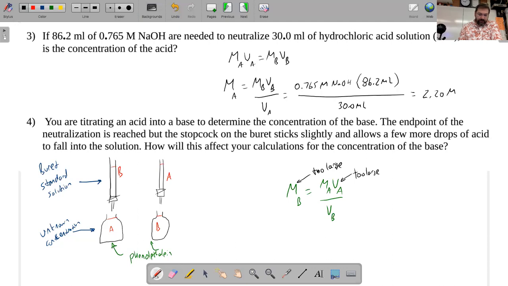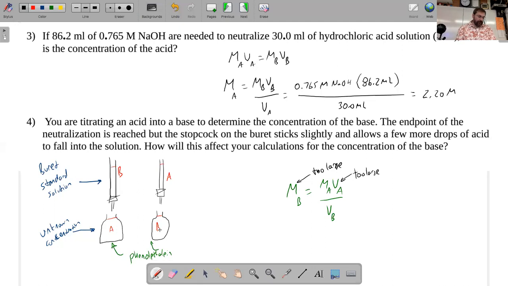What I'm saying there is, if you use the correct volume of the acid, and you've reached the end point where this is a faint pink color, then the molarity of the base will be correct. The concentration of the unknown will be calculated correctly. But if you run too much acid into it, so that this value is too large, then the molarity will also be too big. And there's kind of no way to go back and fix it.